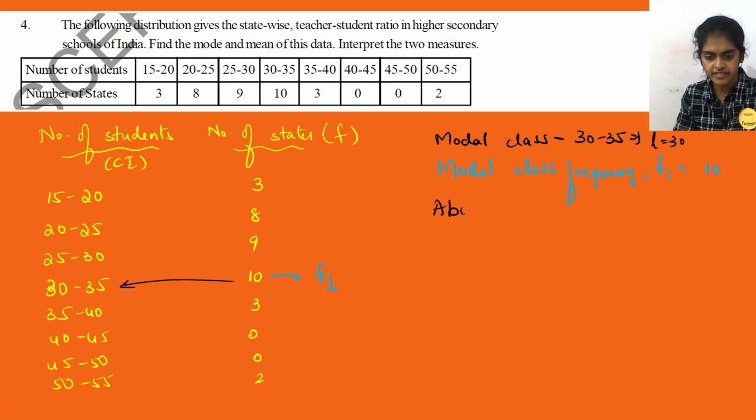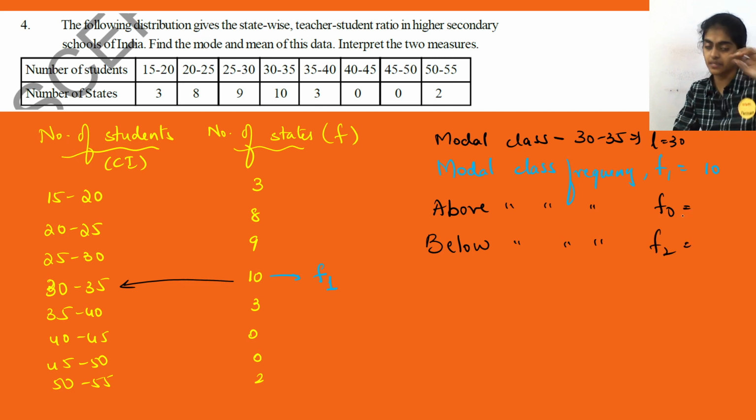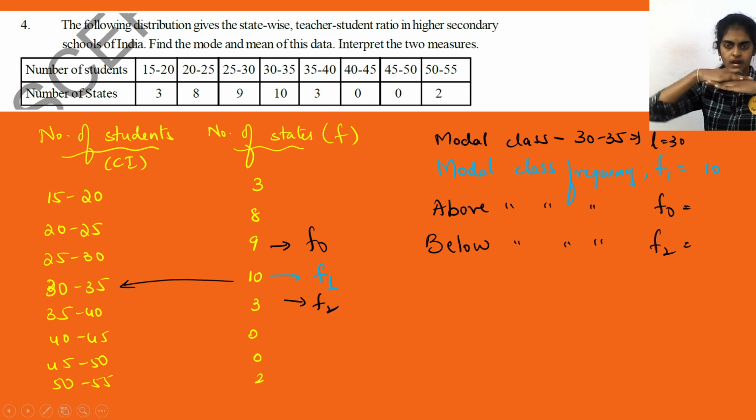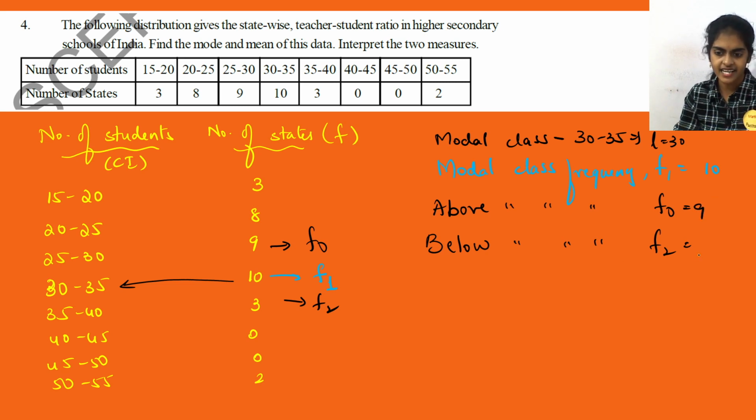Now you will take the frequency above the modal class frequency, which is F0, and one more frequency below the modal class frequency, which is F2. Yesterday in the previous session we have discussed this. So this is F0, this is F2. One above the modal class, one below. So F0 is 9, F2 is 3. And class length or class size h is nothing but upper limit minus the lower limit. 20 minus 15 is 5. Now simply substitute in the formula.